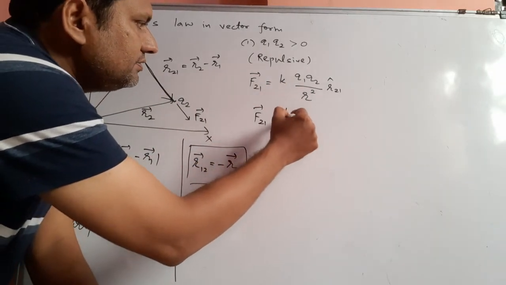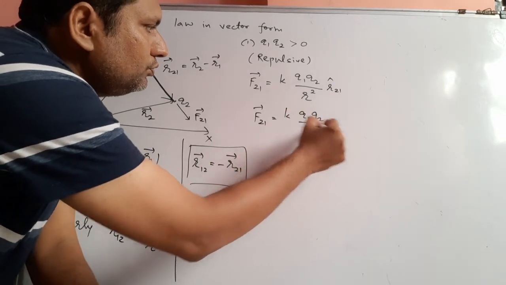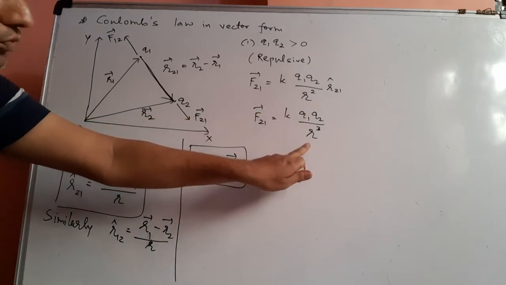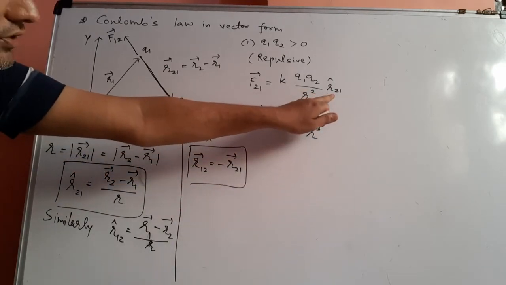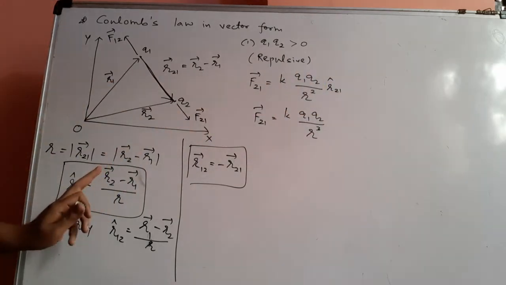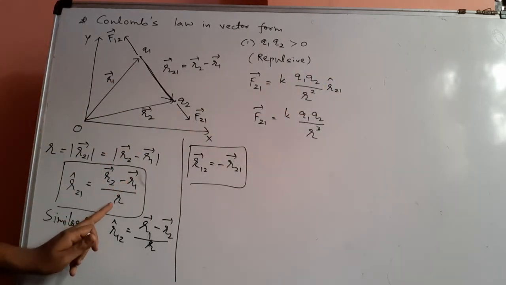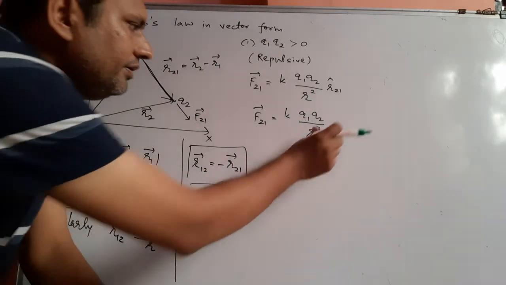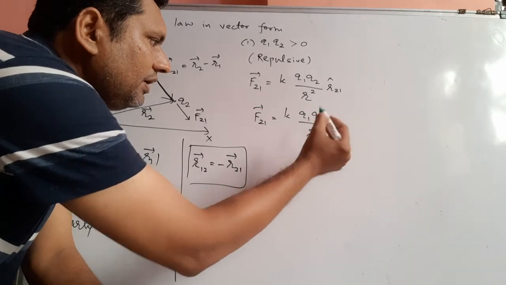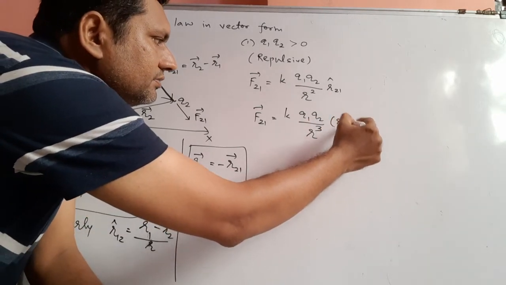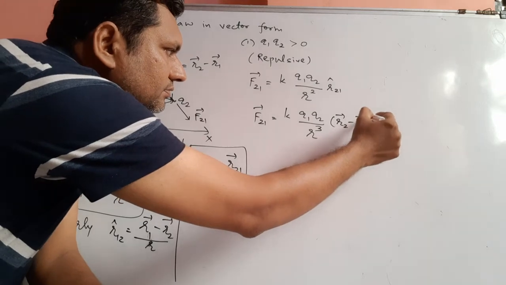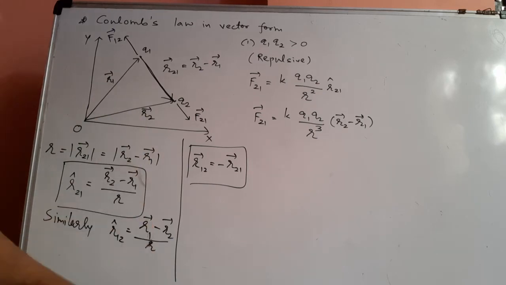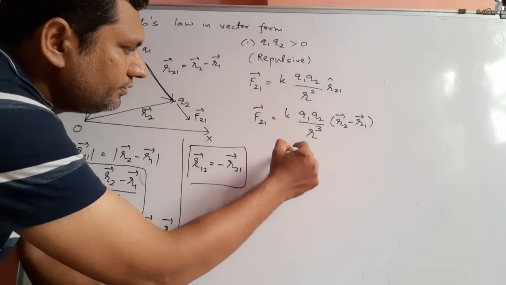F21 is equal to K Q1 Q2 by R cube. See here it was R square, but now this is R cube. Why? Because when we substitute the value of R21 as R2 minus R1 upon R, this R and this R square will multiply and give R cube. Ready? So this is R cube, and here it is R2 minus R1, or we can say that it is R21. Okay.